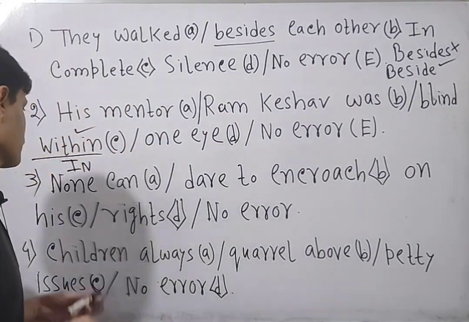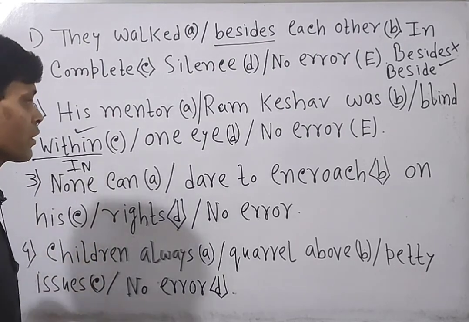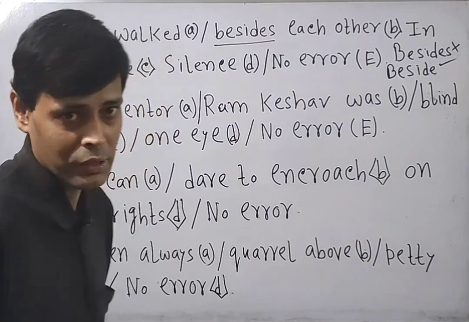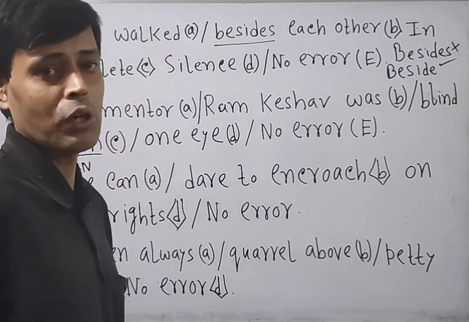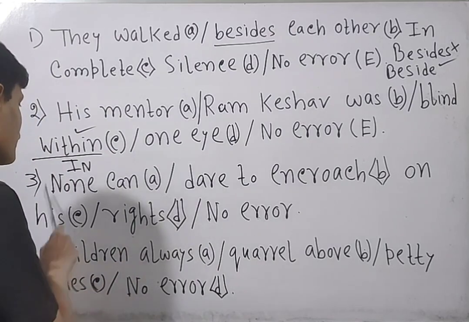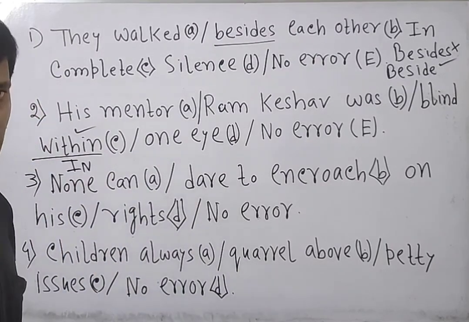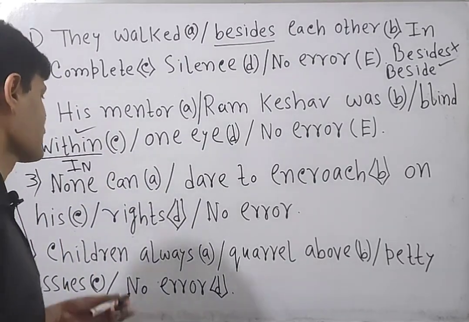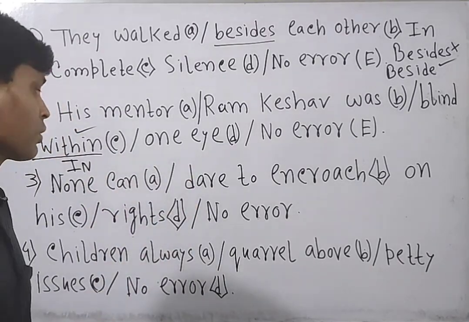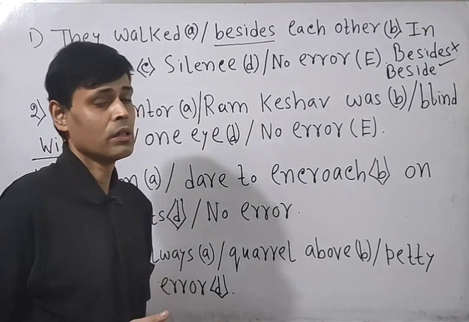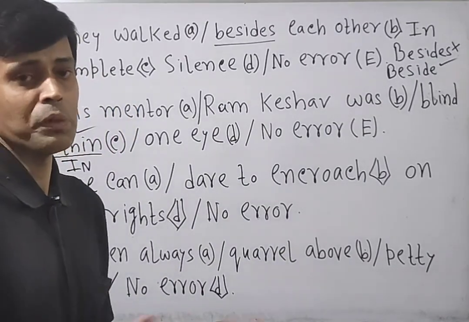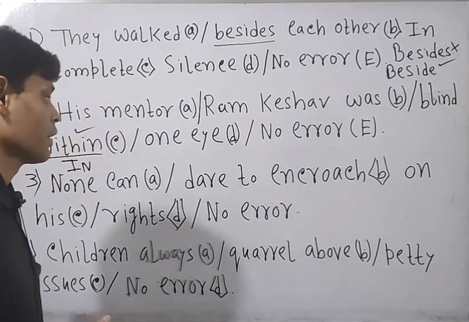Now go next. None can dare to encroach on his rights. Encroach means make entry without permission. None is the subject here. Can is the modal auxiliary verb. Dare is the main verb. Although after dare we can place to or not, it is optional, but no mistake in this part.